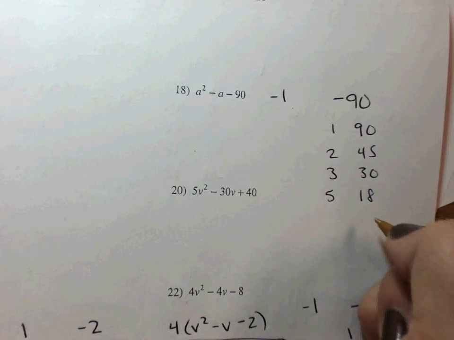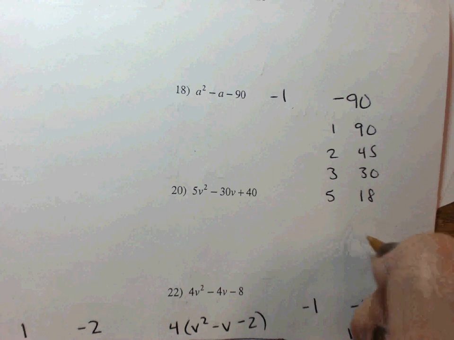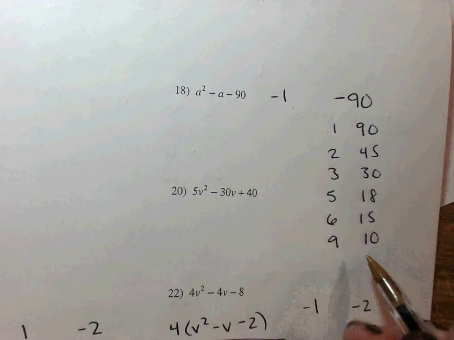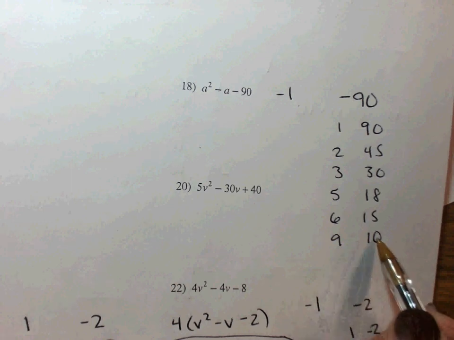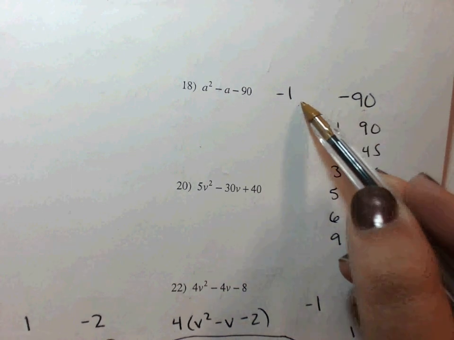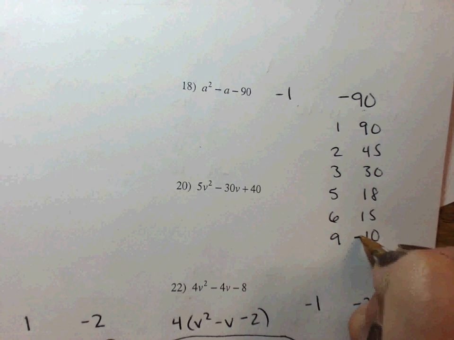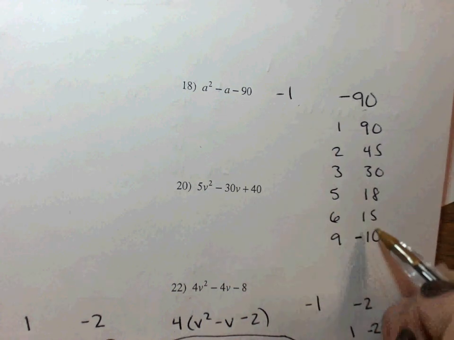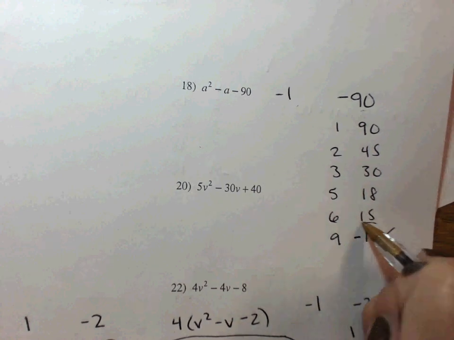Can we divide by 6? 6 and 15 is a no. 9 and 10. With 9 and 10, that's a yes. They multiply to give you 90. To get a negative 1, the 10 has to be negative. 9 minus 10 is negative 1. 9 times negative 10 is negative 90.